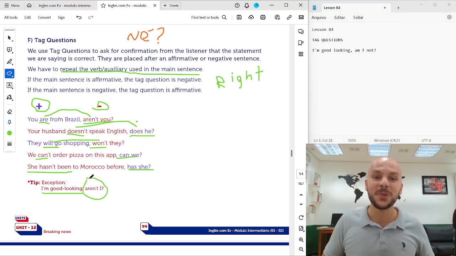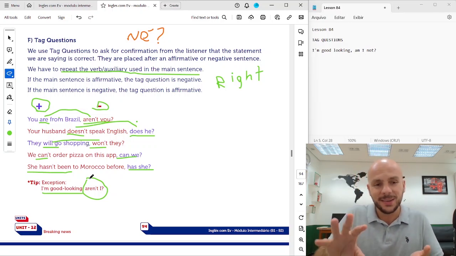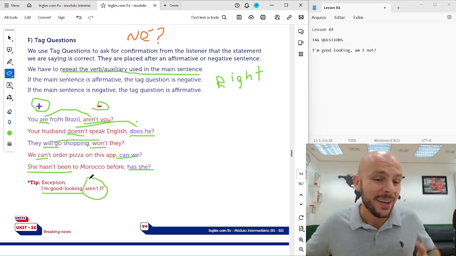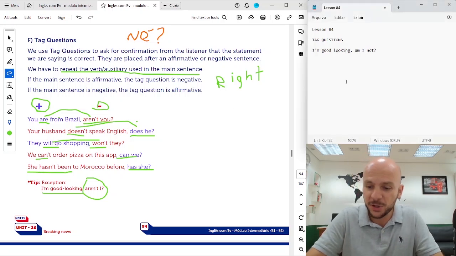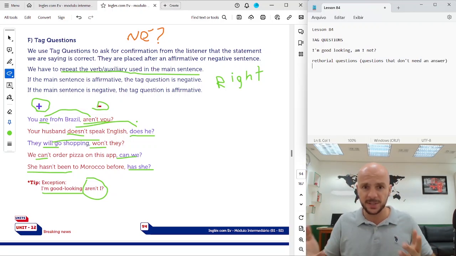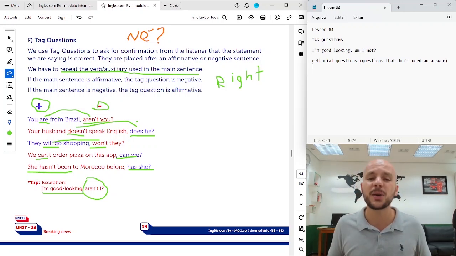Okay? Tag questions. Just repeat the verb or the auxiliary used in the first sentence in the opposite. If it's affirmative in the first sentence, negative. If it's negative, you make it affirmative. And these questions usually are rhetorical questions. It means that they are questions that don't need an answer. You can give an answer if the person is asking, but usually you don't have to answer that, okay? The person is just asking for confirmation.